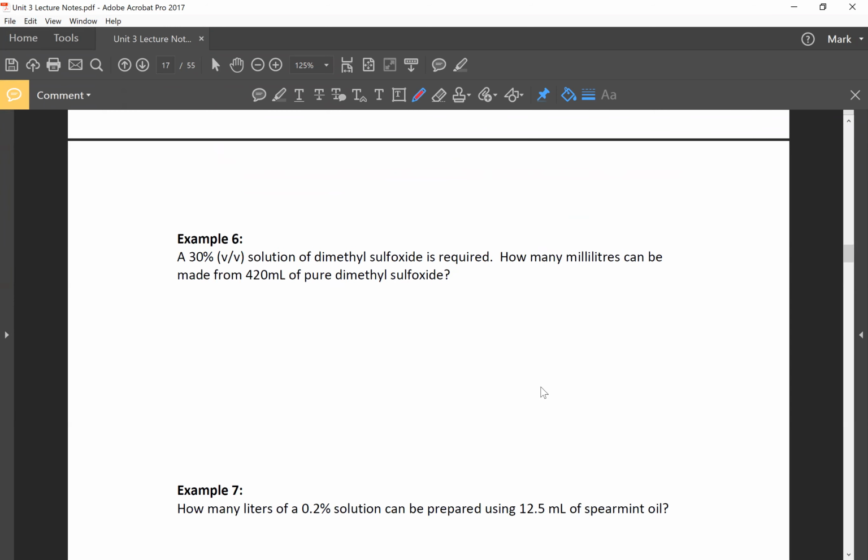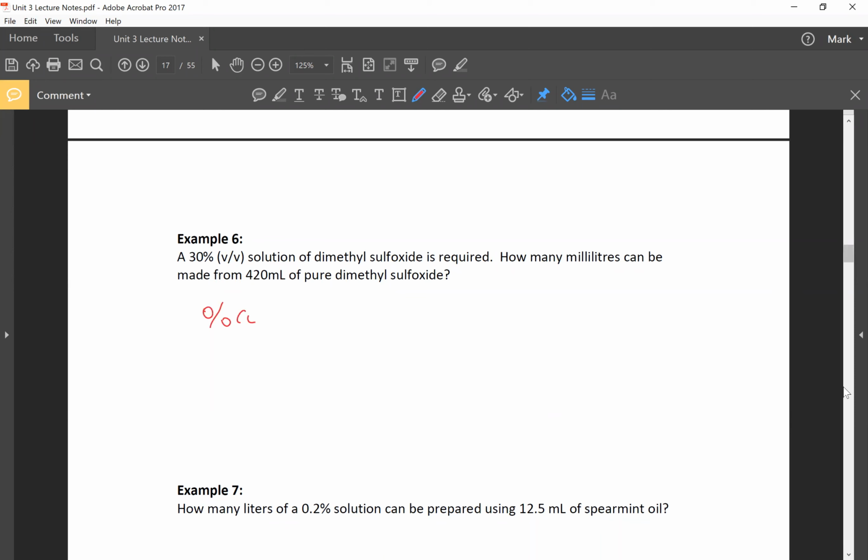All right, I'll try 6. Why not? I'm just going to pick one. Example number 6: a 30% solution of dimethyl sulfoxide is what we're making. How many milliliters can be made if we're using 420 milliliters of pure dimethyl sulfoxide? Now, I'm going to go a little further with this one, but to get this set up, it's actually pretty straightforward. So we can use my formula.